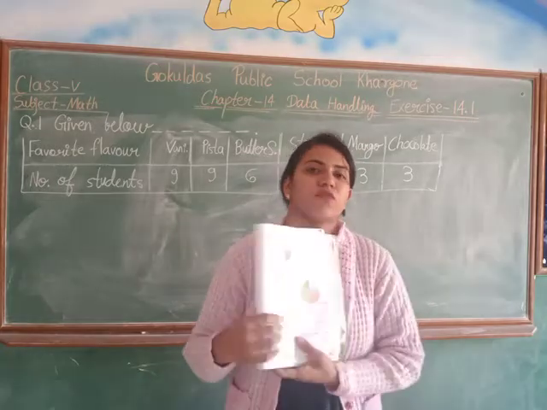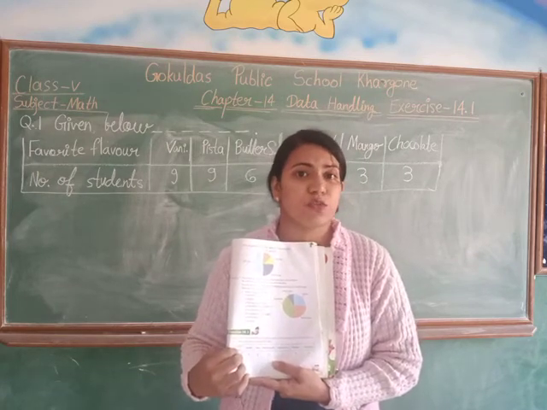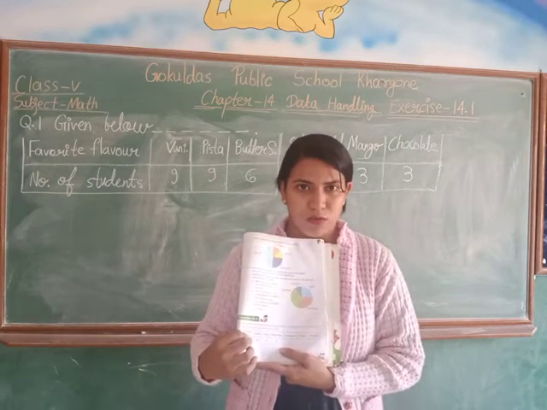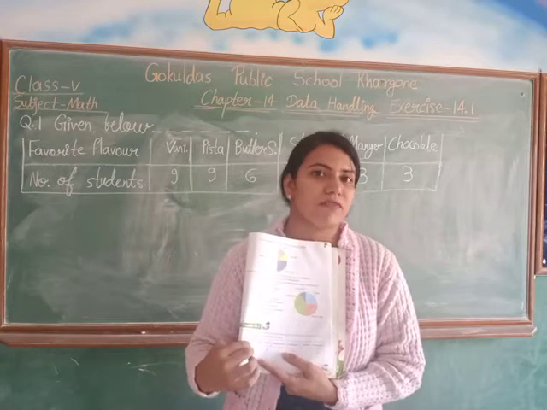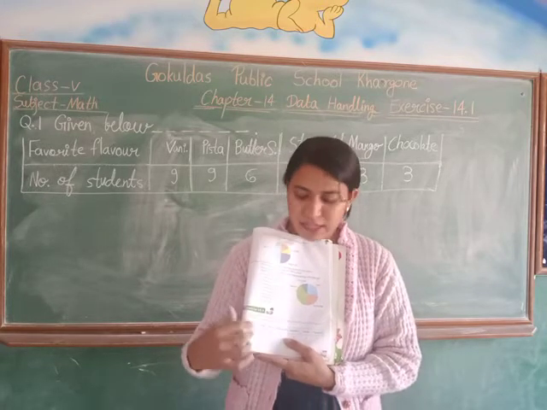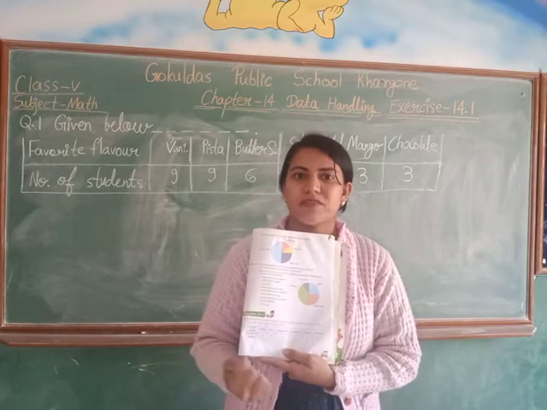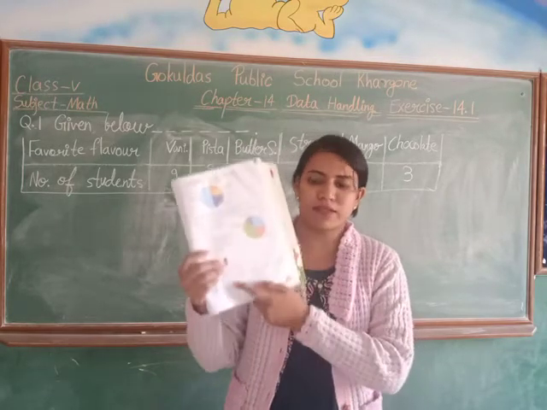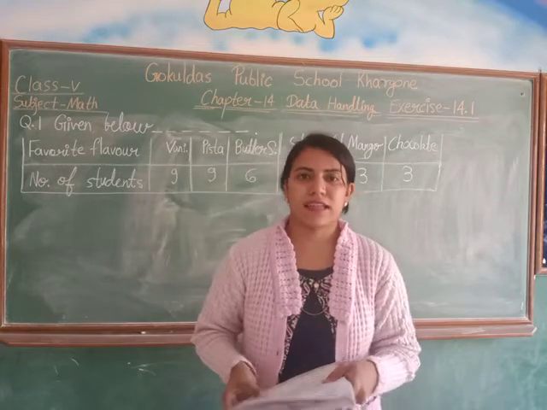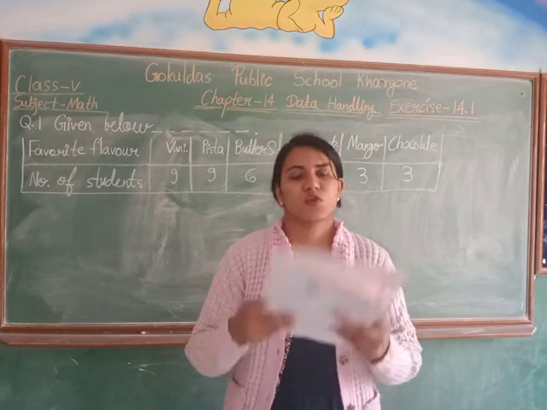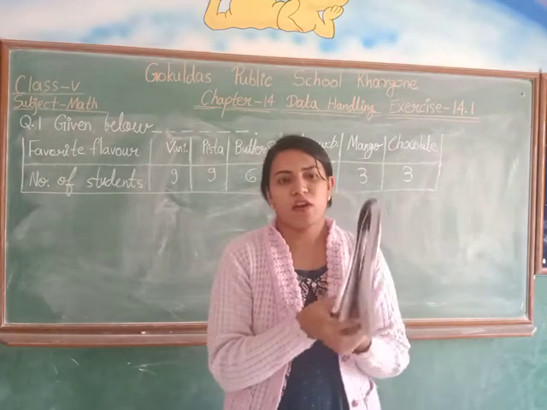See, in question number 1, data of 36 students is given. The data about their favorite ice cream flavor is given in the form of a table. Now what is our task? Our task is to represent this tabular data in a circle graph. So we will represent this data on a circle graph. So what is the process?